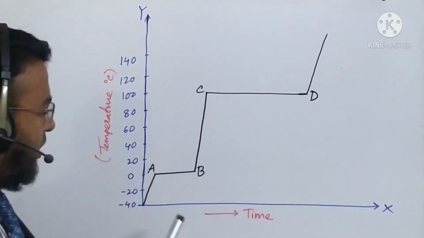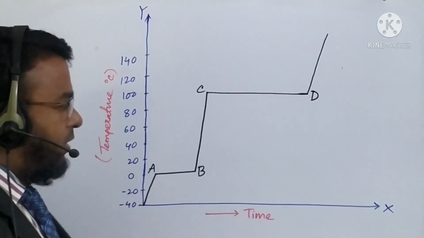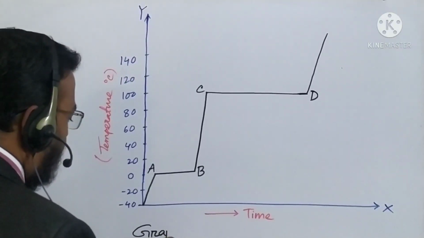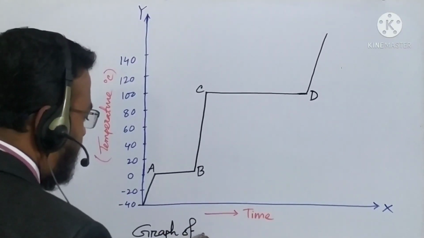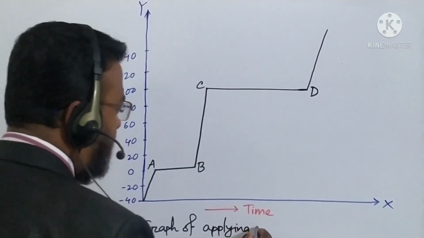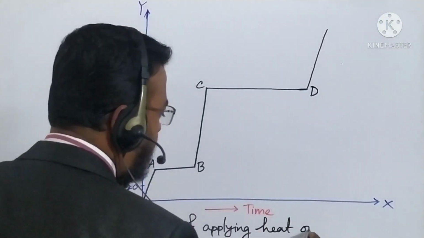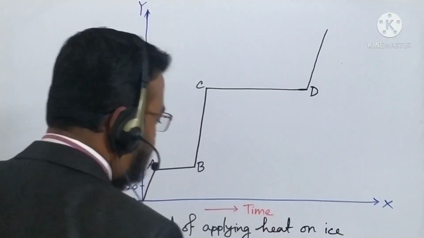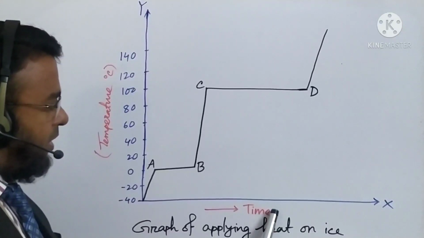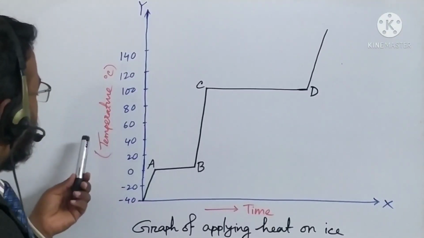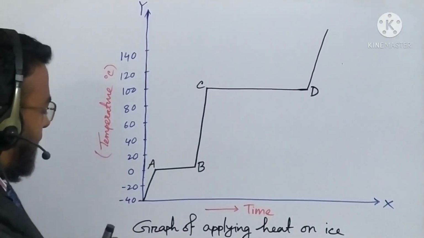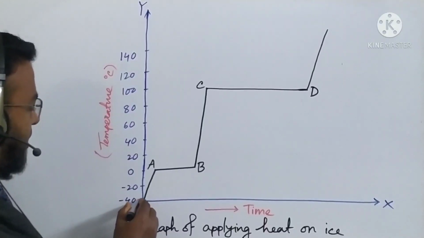Okay, dear students, now I have drawn a graph. This is graph of applying heat on ice. So all of you see that in the x-axis I have taken time, and in the y-axis I have taken the temperature. So the graph started from minus 40 degree Celsius temperature.